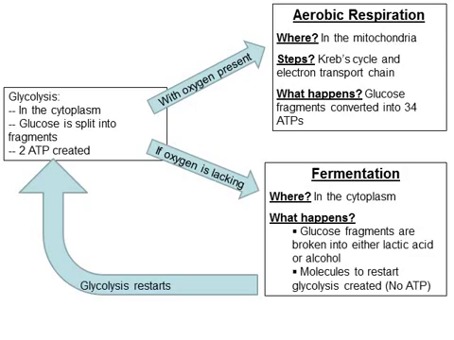But what we talked about today is when glycolysis is finished, what happens if oxygen is lacking? So the arrow points to the bottom box. Fermentation takes place in the cytoplasm, and those glucose fragments are broken into either lactic acid or alcohol, depending on the type of fermentation you're talking about. No ATP is made, but the molecules to restart glycolysis are created. And follow the arrow. The arrow on the left restarts glycolysis.